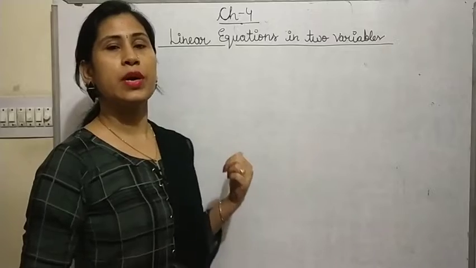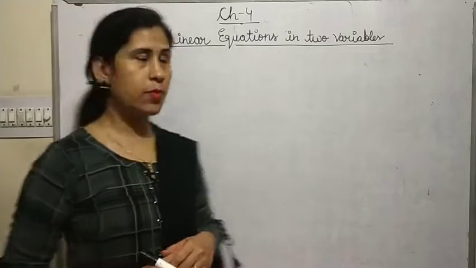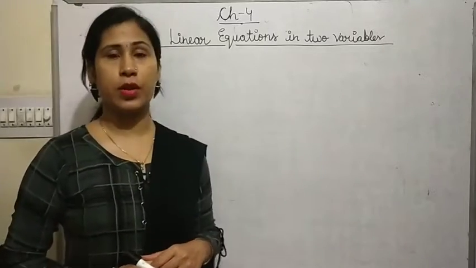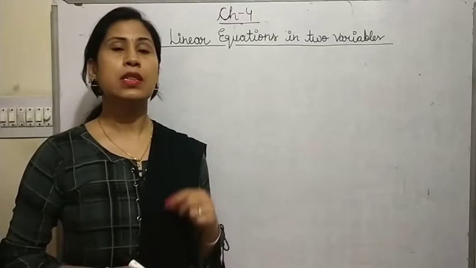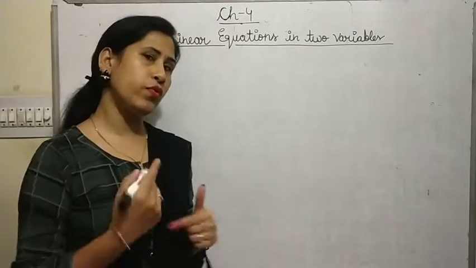Today we will continue with chapter 4. What is the name of chapter 4? Linear equations in two variables. So first we have to understand the meaning of a linear equation. Then we'll go for the two variables.